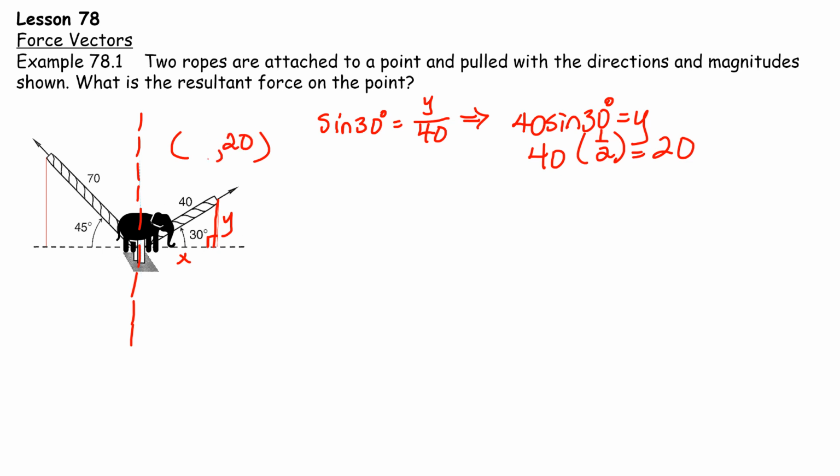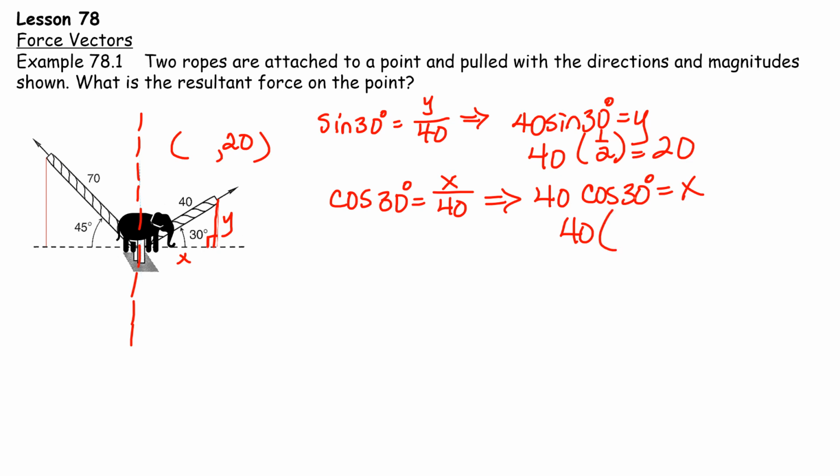I'm just going to go ahead and put that where the y coordinate goes. And then cosine 30 is adjacent over hypotenuse, so x over 40. And if I multiply both sides by 40, I'm going to have 40 cosine 30 degrees is going to be x. And so if you know your 30, 60, 90 triangle, you know that the cosine of 30 degrees is the square root of 3 over 2, and that is going to be 20 times the square root of 3. So I'm going to put that for my x.